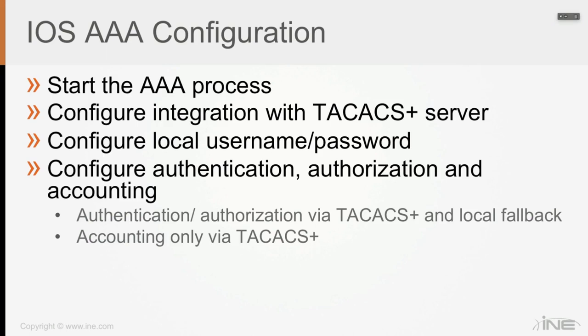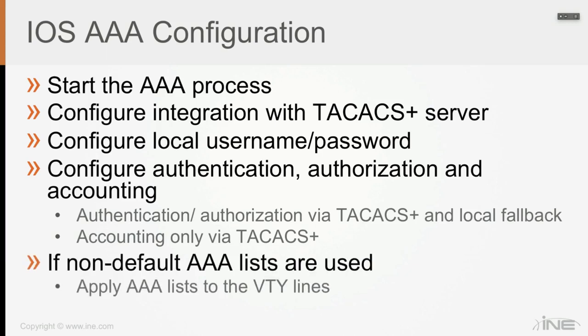Now, when we define those authentication, authorization, and accounting lists, if non-default AAA lists are used, we have to apply the AAA lists to the VTY lines. I'm going to speak about that in more detail when we get to the configuration part. If you use the default list, then you don't have to apply them on the VTY lines, because the default list is applied there by default. Pretty much that's going to be the configuration steps on the IOS.